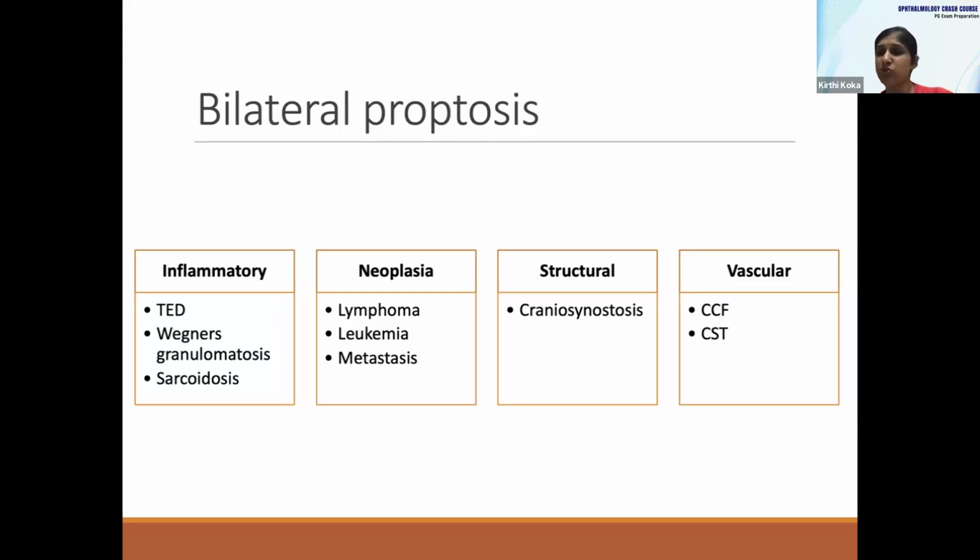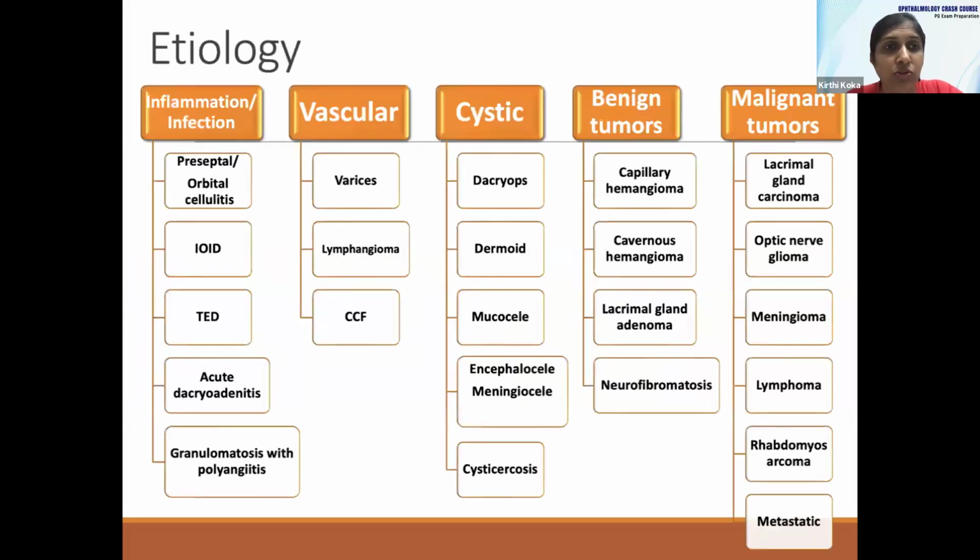Now, bilateral proptosis. Most of your tumors are generally going to be unilateral. So if a person comes to you with bilateral proptosis, it immediately narrows down your differentials. It can be thyroid eye disease or systemic conditions like sarcoid, vasculitis, which can involve both sides. Lymphomas are generally unilateral but can be bilateral. Leukemias in children and metastasis can be bilateral. Structural causes like the shallow orbit in craniosynostosis, as I showed you, are going to be bilateral, and things like CCF and cavernous sinus thrombosis are all going to be bilateral causes of proptosis.